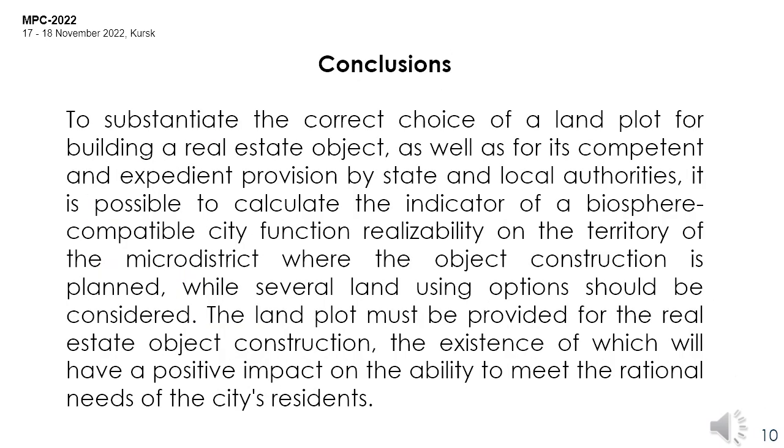Conclusions. To substantiate the correct choice of a land plot for building a real estate object, as well as for its competent and expedient provision by state and local authorities, it is possible to calculate the indicator of a biosphere-compatible city function realizability on the territory of the microdistrict where the object construction is planned, while several land-using options should be considered. The land plot must be provided for the real estate object construction, the existence of which will have a positive impact on the ability to meet the rational needs of the city's residents.